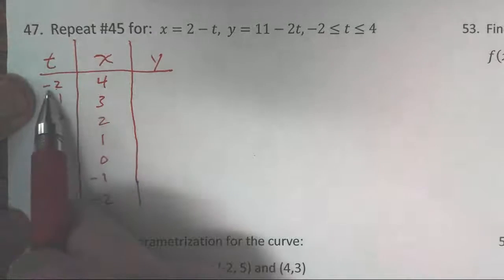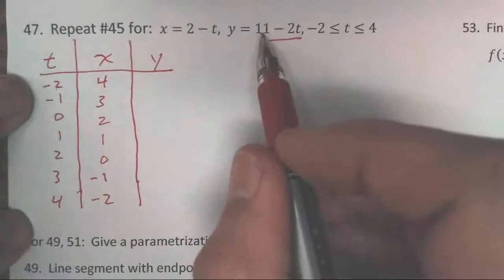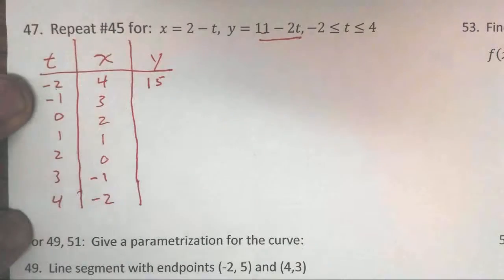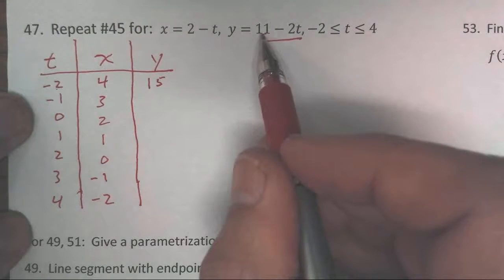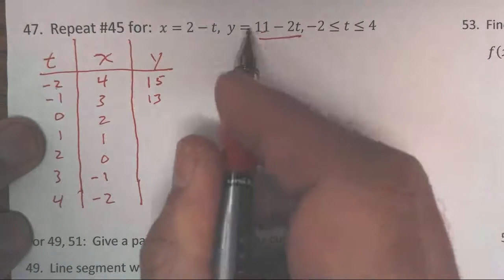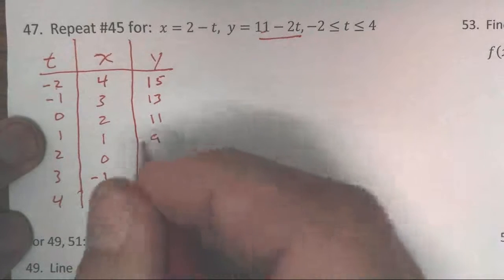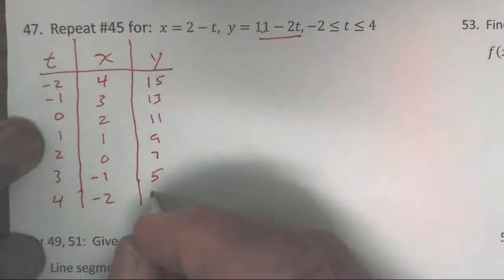For y values, when t is -2, we get 11 plus 4, 15. When t is -1, we get 11 plus 2, 13. When t is 0, we get 11 and 0, 11. I see what's going on here. 9, 7, 5, 3. Let's double check.